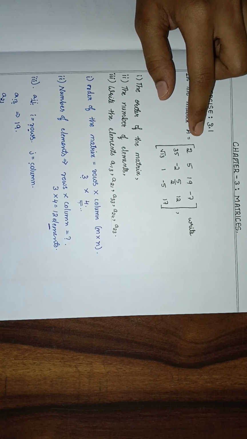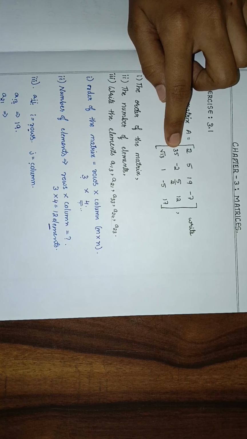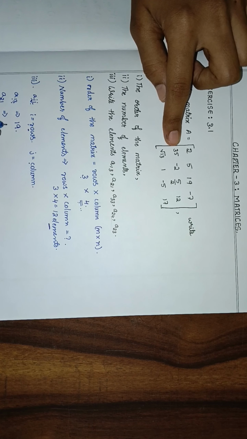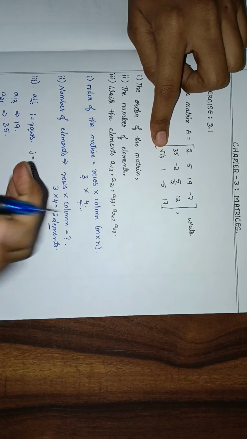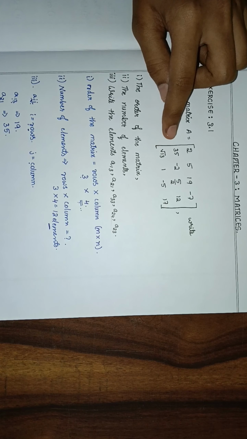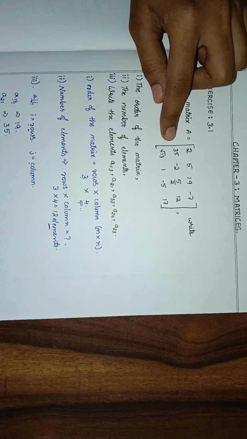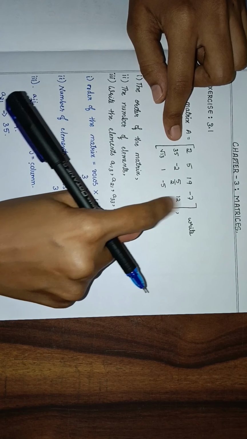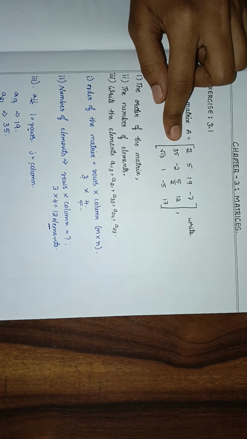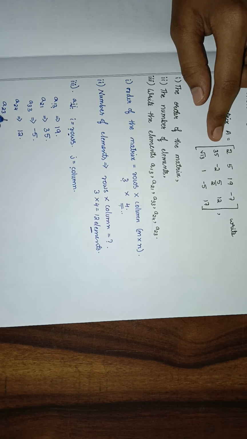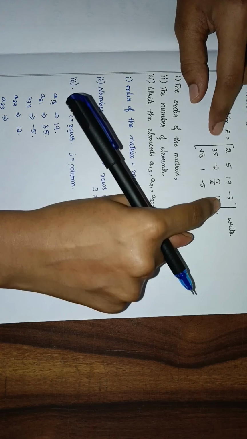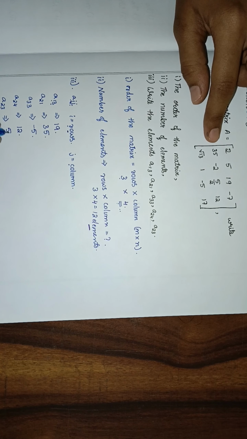Second question, A21. It is again the same way. Second row, first column. So second row and first column, it is 35. Then we have A33, which means third row, third column. We have -5. A24, it is second row and fourth column and we have 12 as our element. And then A23, it is second row, third column, that is 5 by 2.